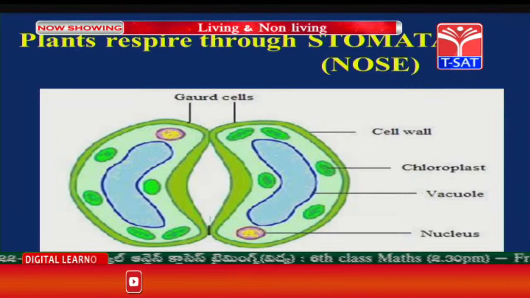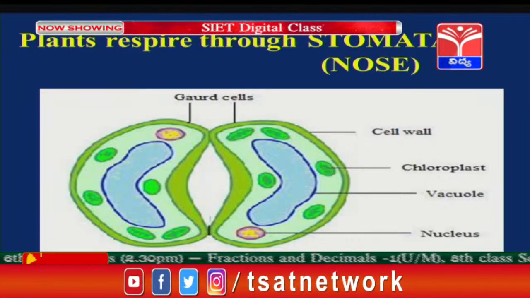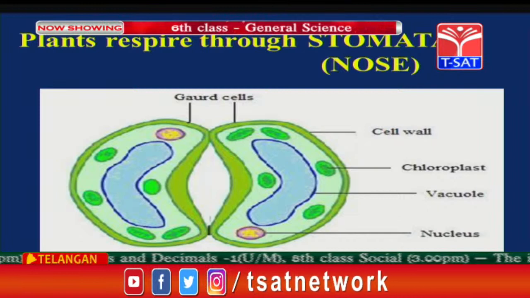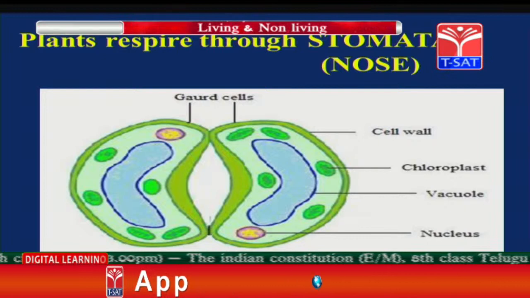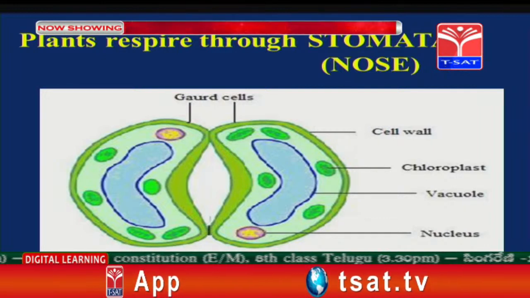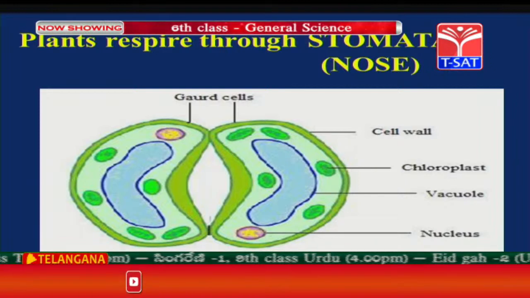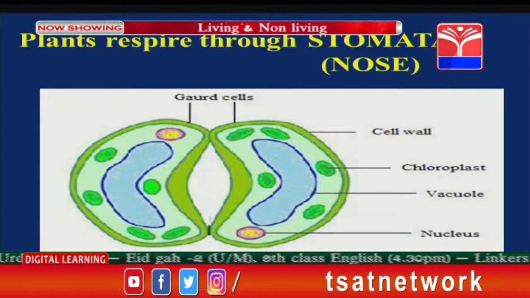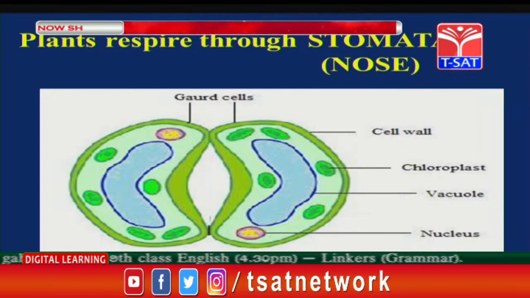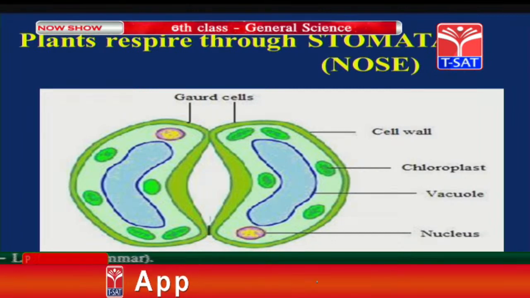How do they respire? They have small openings on the leaves. Those openings are called stomata. What are they called? Stomata. Stomata are nothing but the nose of plants. With the help of these stomata only, the plants are able to exchange the gases. So, plants also undergo the process of respiration. This is also one of the characteristic features of living organisms, that they breathe.